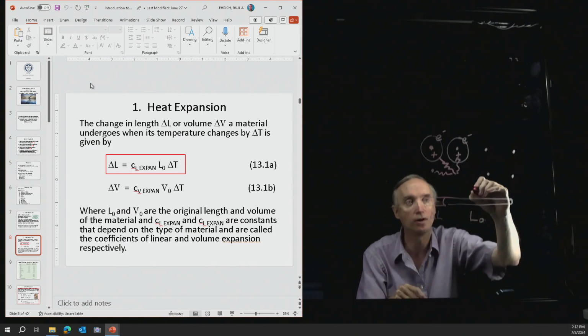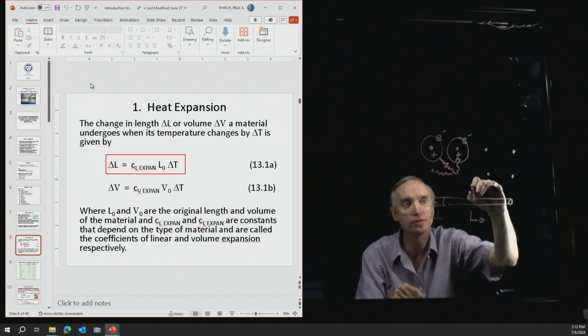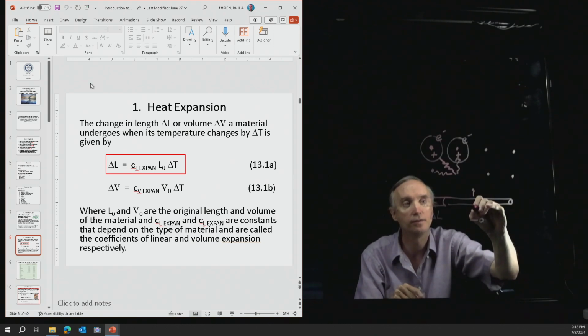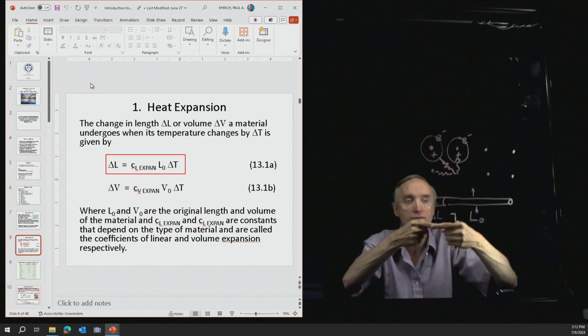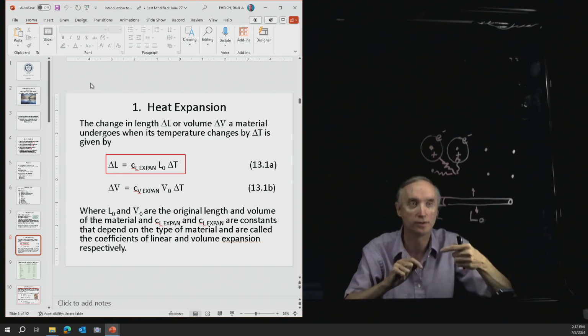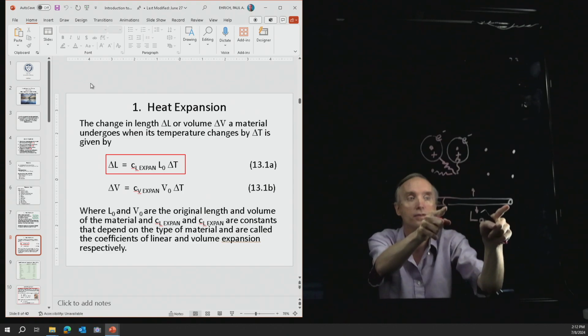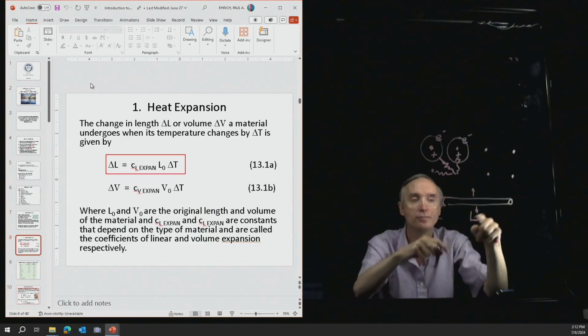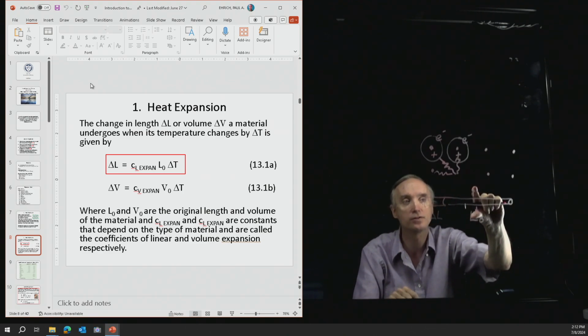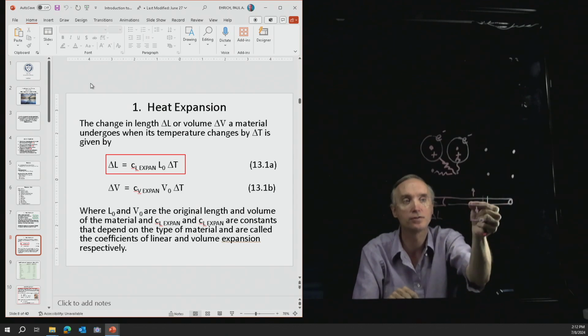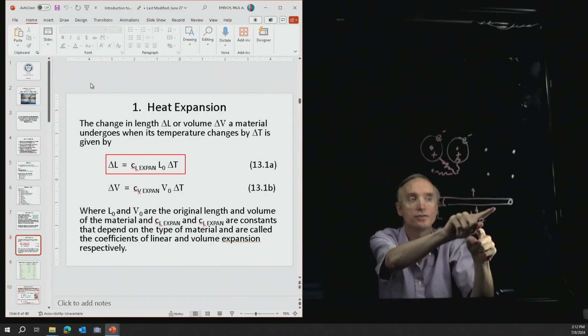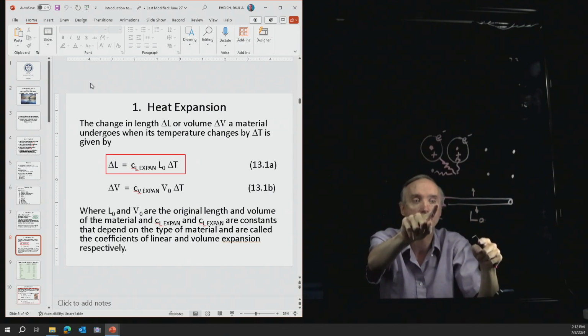Now it's also going to be expanding in this direction and in this direction, and also in this direction. But notice that this thickness here is much smaller than this one here, so we can basically ignore the expansion going this way and this way and just concentrate on the length expansion over here.